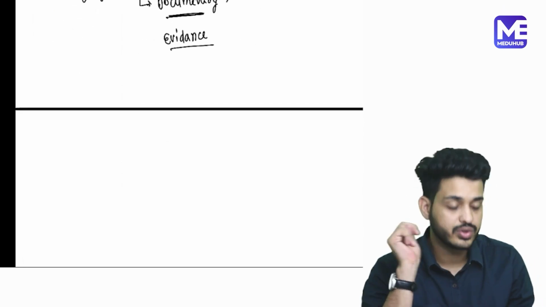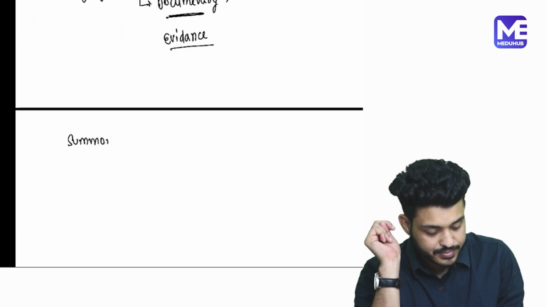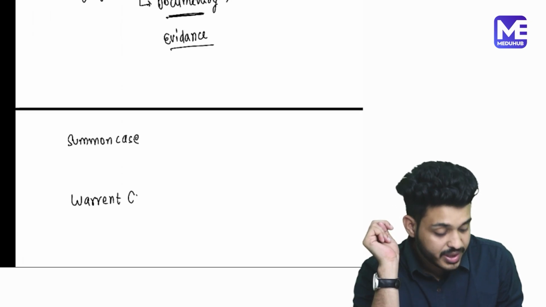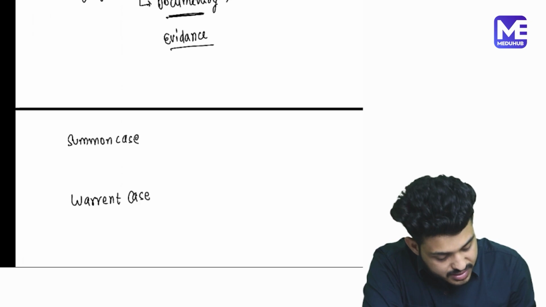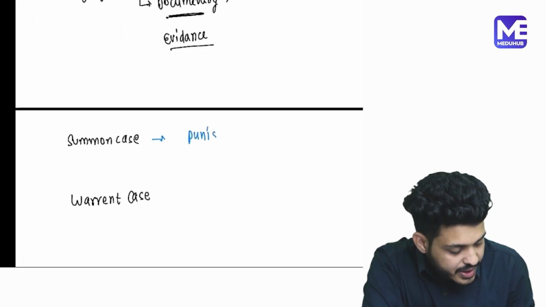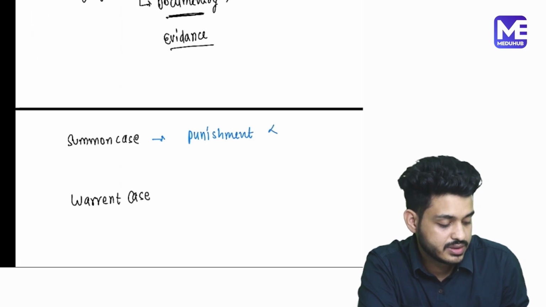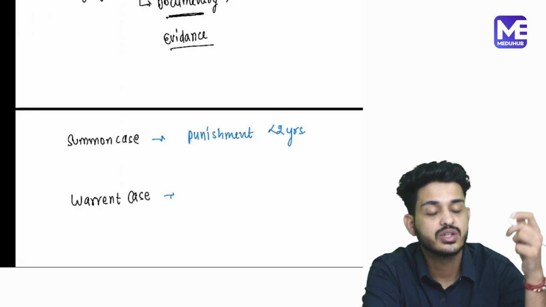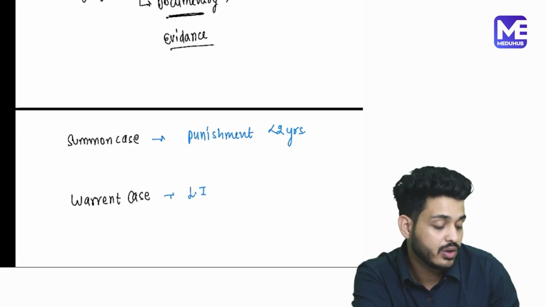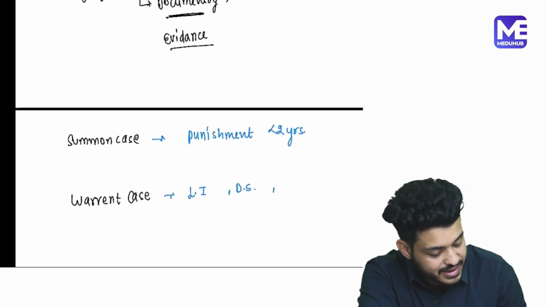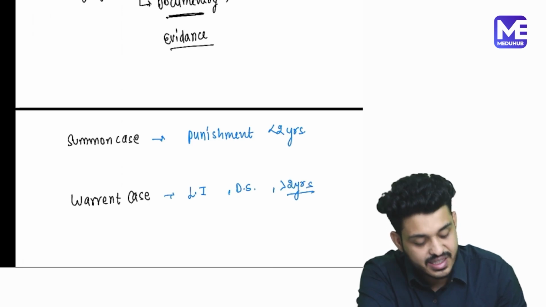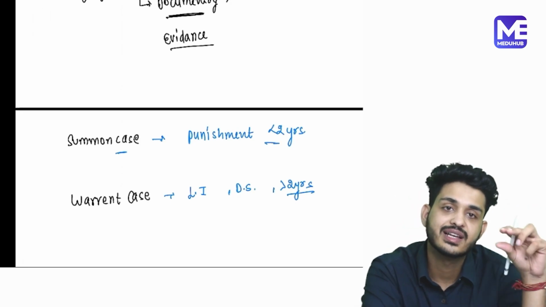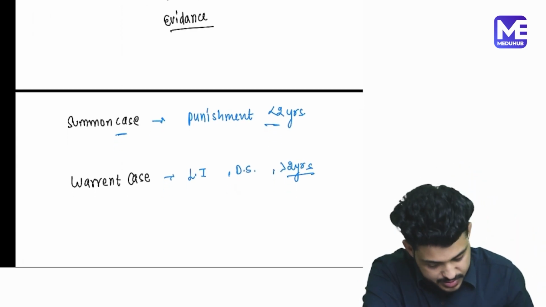This is one more thing. Two types of cases I want to tell you. First one is your summon case, and second one is your warrant case. What is the difference between a summon case and a warrant case? Write down, guys. A summon case is a case where the punishment will be less than 2 years. In a warrant case, the punishment is more than 2 years, and it can be up to life imprisonment or death sentence. These cases are known as warrant cases. On the other hand, summon cases are cases where the punishment is less than 2 years.